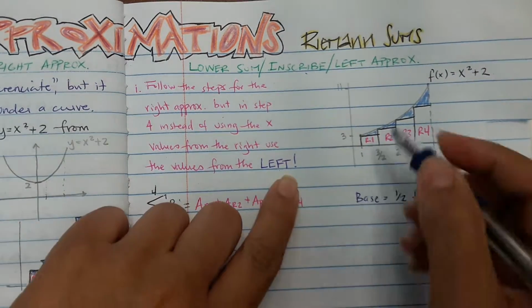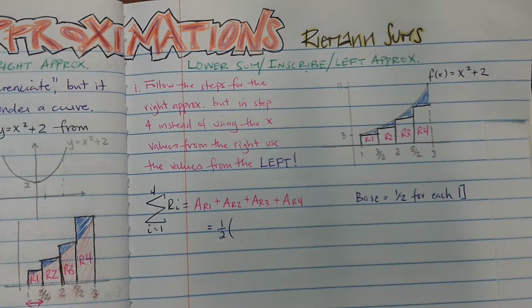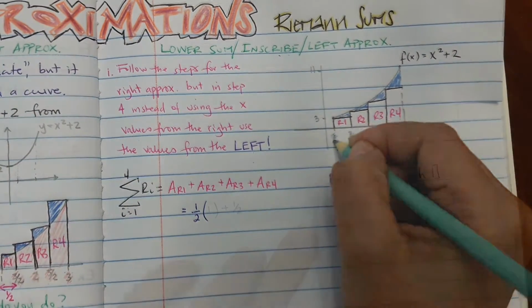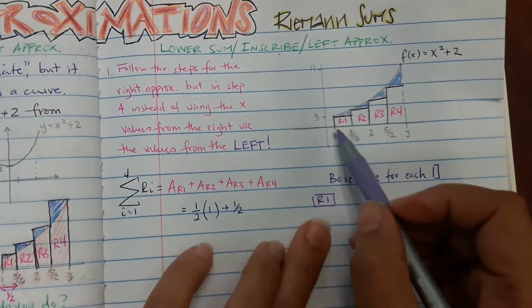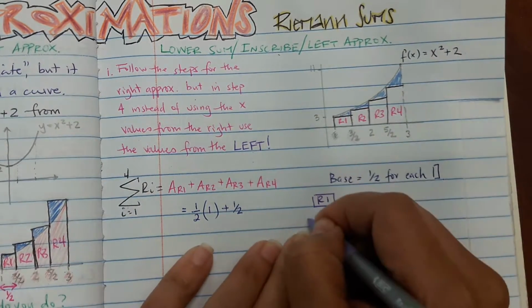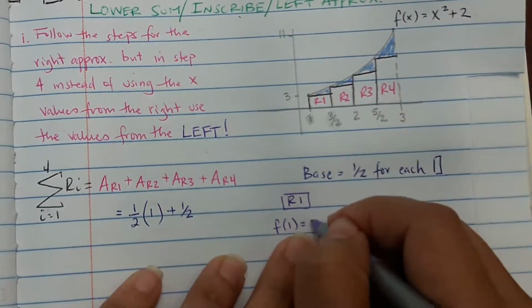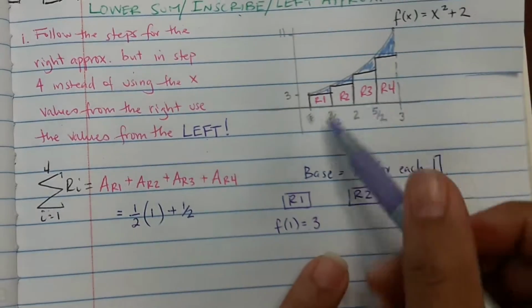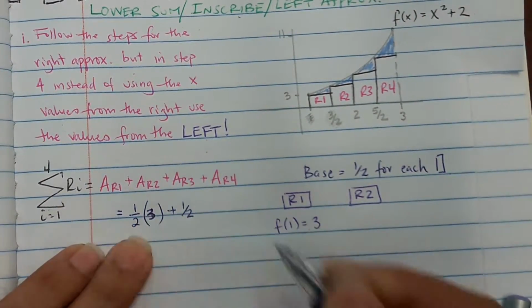So from the left-hand side, we're going to use 1. So where you see x is equal to 1, you're going to plug it into the function and see what value you get. So if I plug in 1, I'm going to get 1 squared, which is 1, plus 2, which is 3. Alright, for the first rectangle, the height is 3 there.